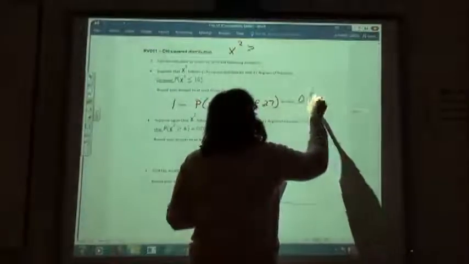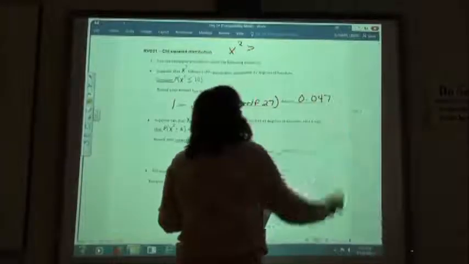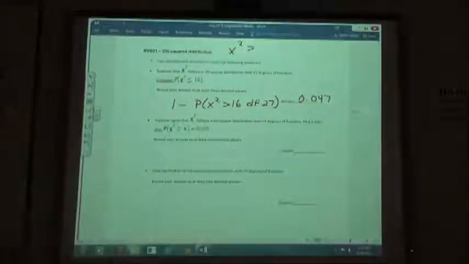Yep, 0.047 would be 3 decimal places. And it does say at least 3, so if you carried it farther than 3, it will still be okay.